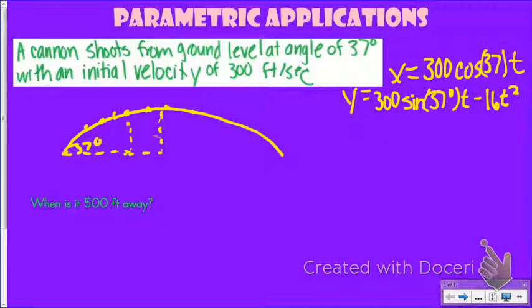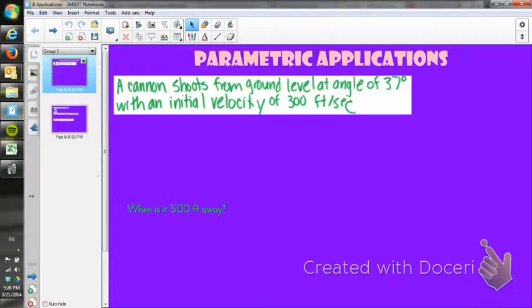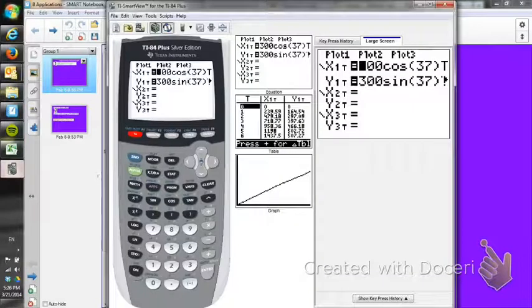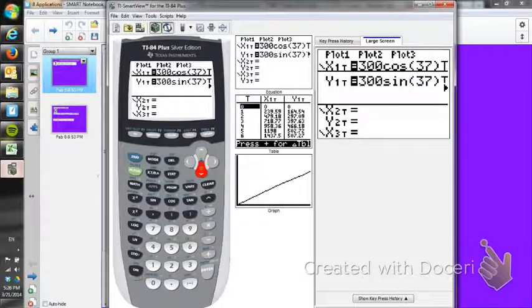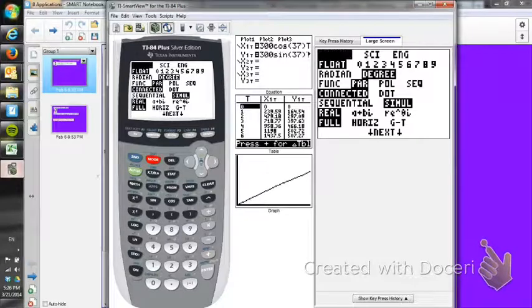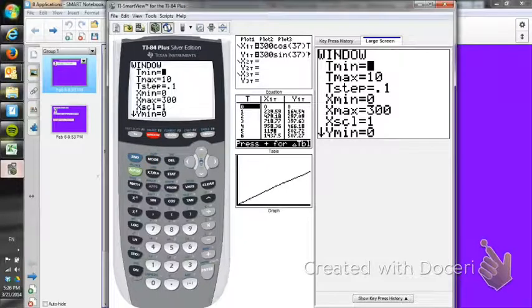So now I'm going to graph this on my calculator so you guys can see what this looks like. I have my equations, 300 cosine of 37t, and 300 sine of 37t minus 16t squared. One thing to make sure of: I used the sine of 37 degrees, so my mode needs to be changed to degrees. Now I'm going to look at my window. I need to make sure my Tmin and my Tmax are big enough to cover the amount of time that the cannonball is in the air. So hopefully it's going to be in the air less than 10 seconds.